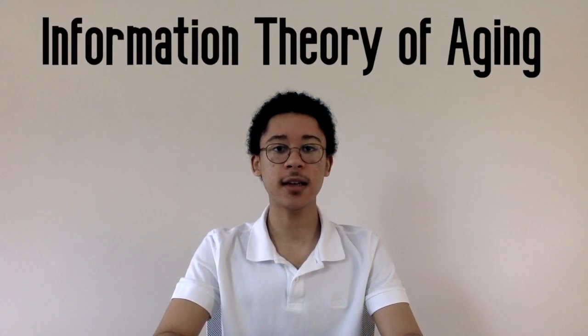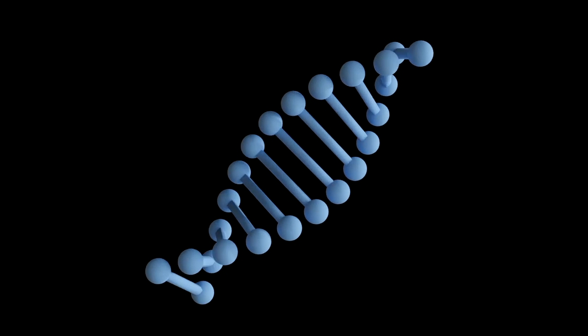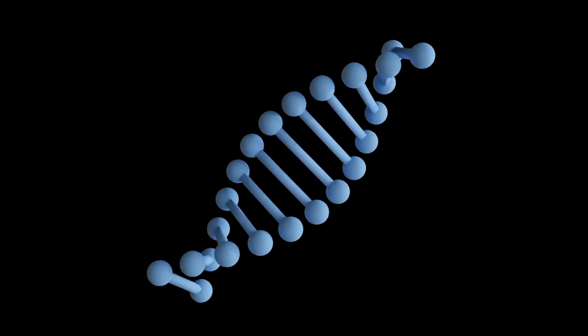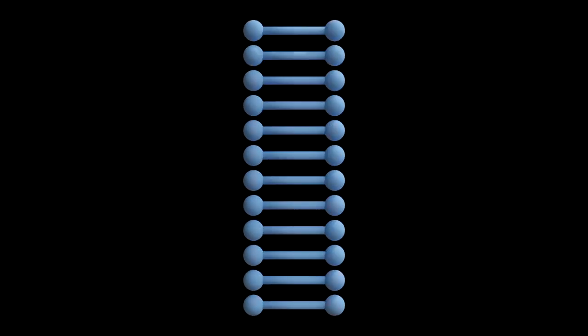information theory of aging. This model allows for aging's reversal, which was also recorded, paving the way to reverse aging in humans. But to understand the information theory of aging, we must understand epigenetics. Most people are familiar with genetics, the DNA that determines our traits. Epigenetics is the less famous second layer of control. It regulates which genes are expressed.